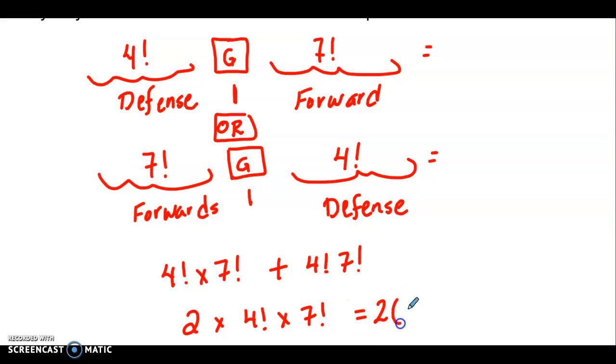That gives us 2 times 24 times 5,040, giving us a total of 241,920 ways to arrange the players on the hockey team in a line for a photograph.